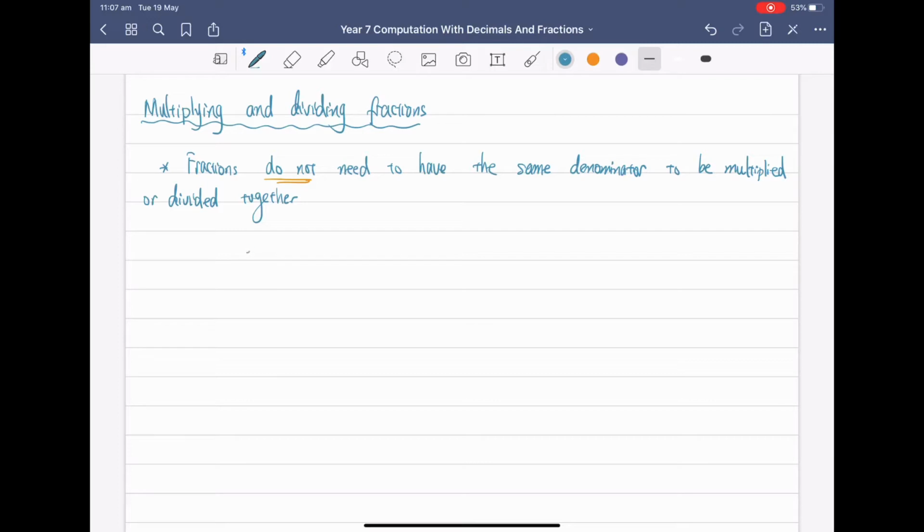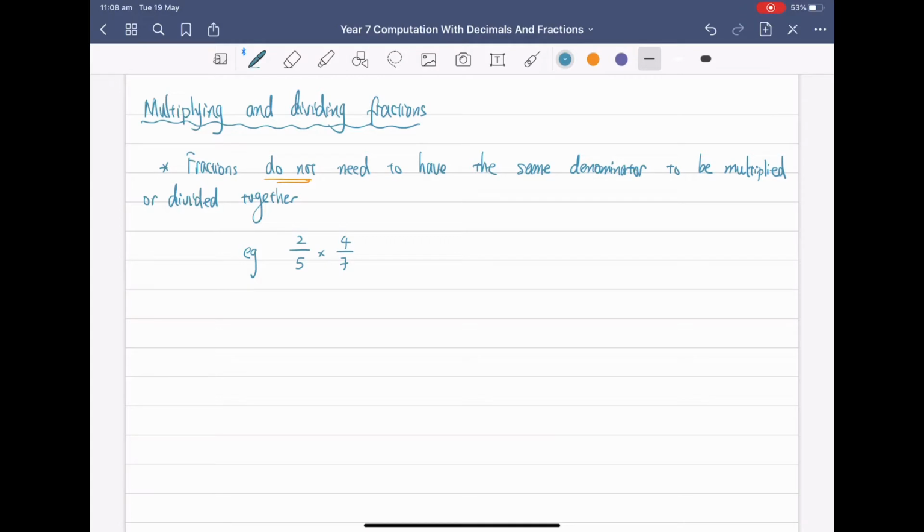So, for example, let's do 2 over 5, and you want to multiply this number by 4 over 7. As you can see, the first fraction has a denominator equal to 5, and the second fraction has a denominator equal to 7. Previously, with addition and subtraction, you had to change into the same denominator, and we call that the lowest common denominator. But now you don't have to, all right?